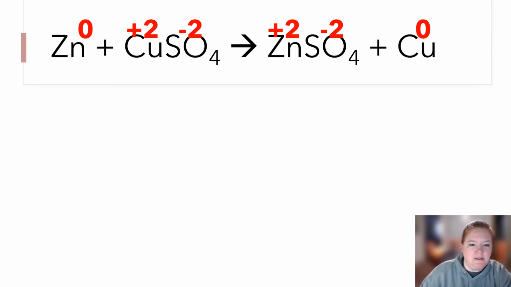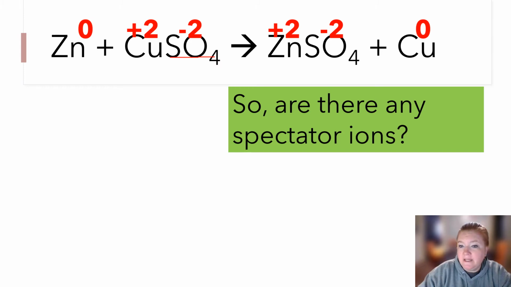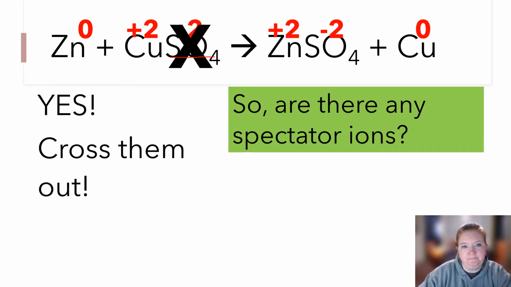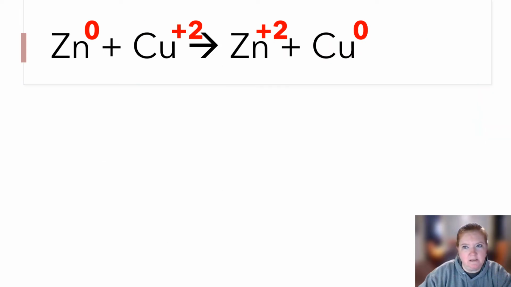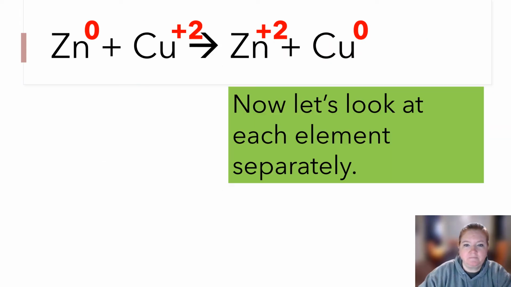Remember these right here, SO4, which has the charge of -2, that's a polyatomic ion, and it came from table E. So are there any spectator ions? That's something in a compound on both sides. Yes, there is. So cross them out. There we go. Now we're going to rewrite it without the spectators, because writing a half reaction, we don't want spectators. So here we go.